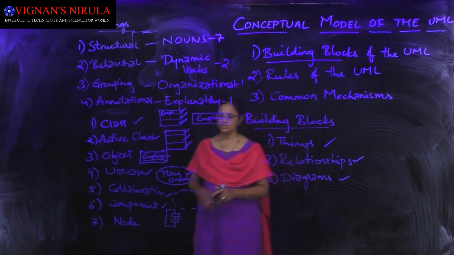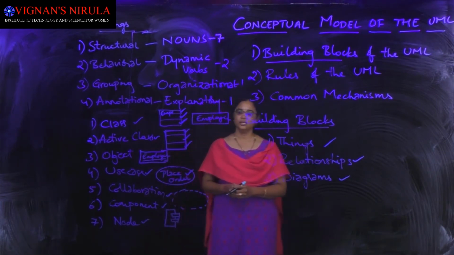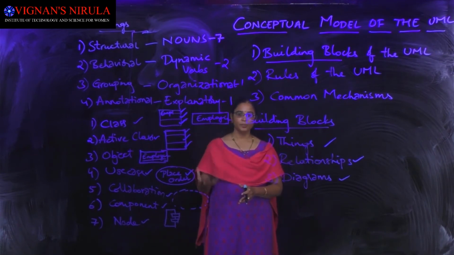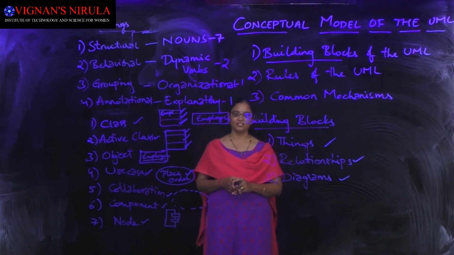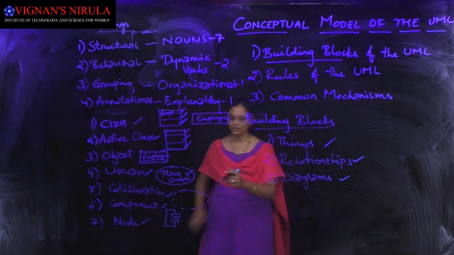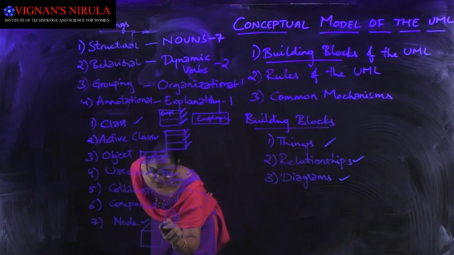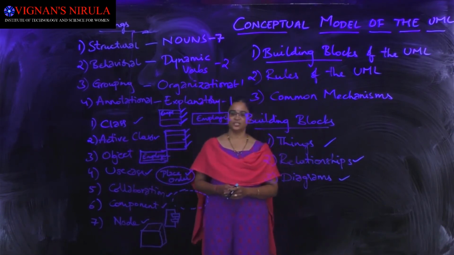Next, coming to the seventh one, that is a node. A node is nothing but a physical element having some memory and processing capability. Generally, what has this memory and processing capacity is nothing but a system or a server which we are going to use. Here graphically the node is represented by using a cube symbol. So you can represent the node like this. So this is regarding the node. Graphically a node is represented by using a cube.